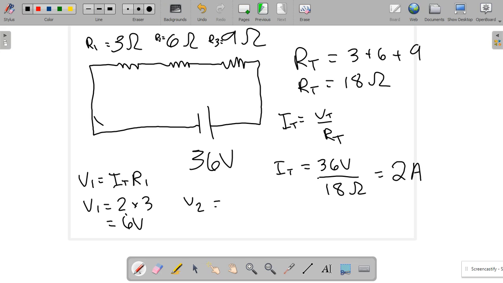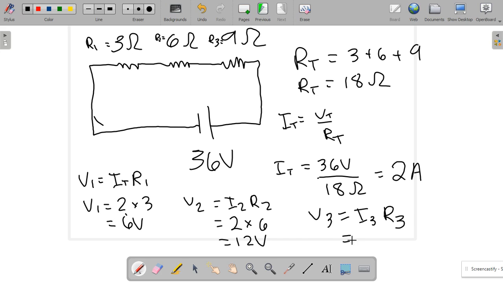V2, what's that? Well, V2 is going to be I2 times R2. Well, I2 was still 2 amps. It's 2 amps everywhere. So it's going to be 2 times 6 is 12 volts. And then let's look at V3. So V3 is going to be I3 times R3, just from the formulas above. I3 is, well, it's 2 amps again, times 9. That gives us 18 volts.